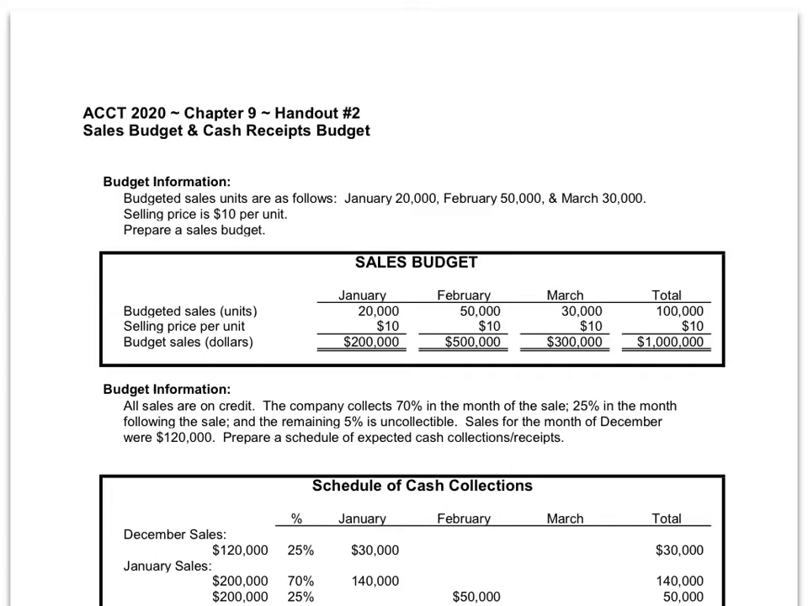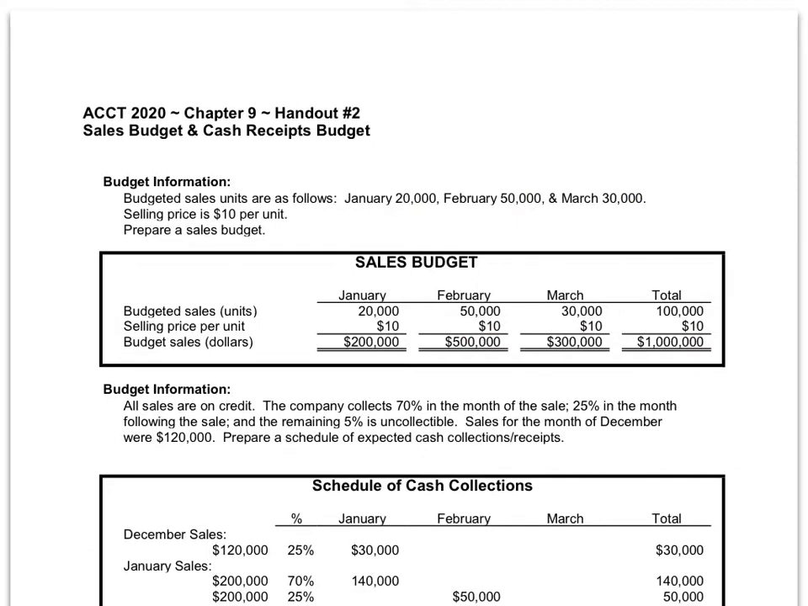When you're preparing a sales budget, your sales will be given. January's 20,000, February 50,000, March 30,000. So just put those numbers in here, and they total 100,000 and $10 a unit. So put your $10 here, times them out, and you've got your total, which is 1,000,000. So this is the total for the quarter. This would be the first quarter that we're looking at here.